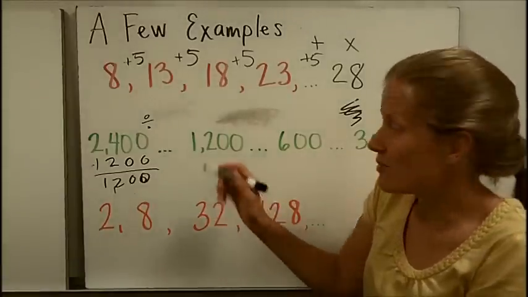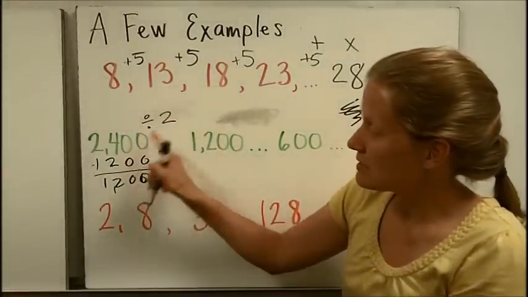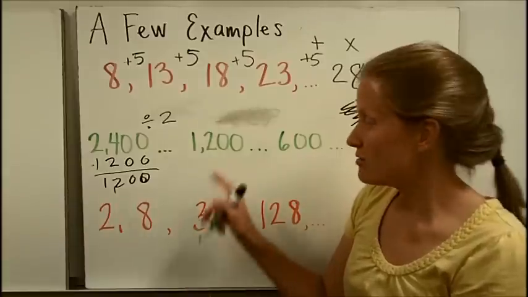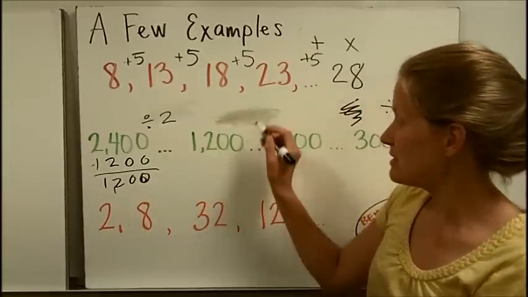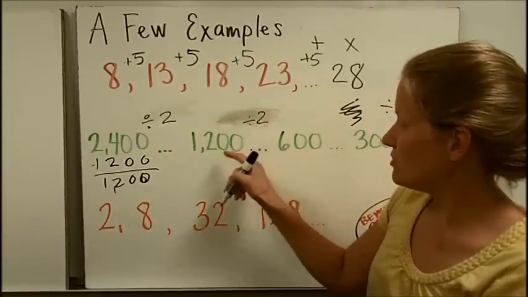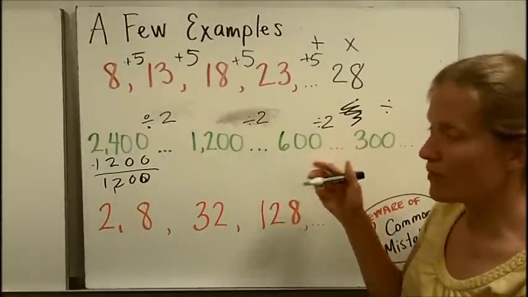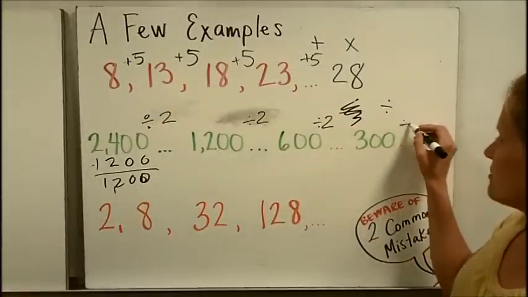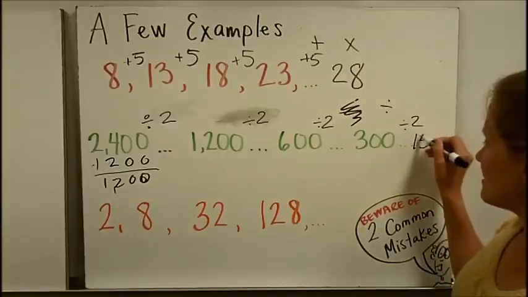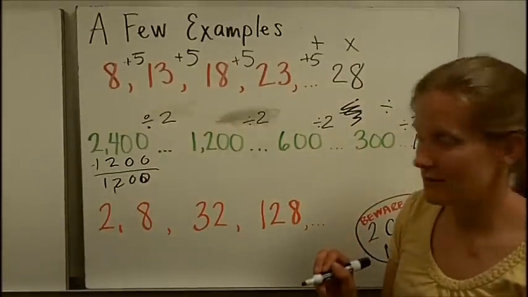Well, let's try an easy number. Let's try 2. Is half of 2,400 1,200? Yes, it is. Then I'm going to divide by 2, and that makes 600. 600 divided by 2, or broken up in half, is 300. So 300 divided by 2, the next number would be 150.